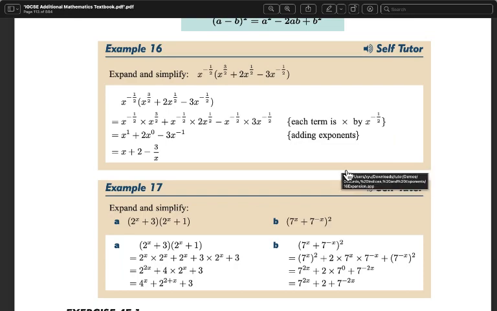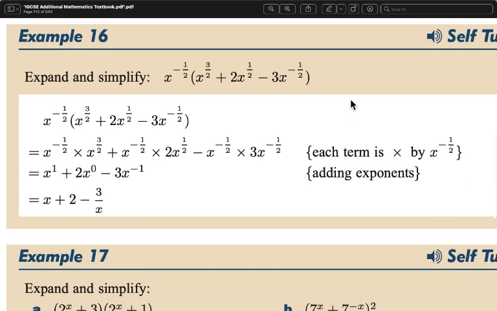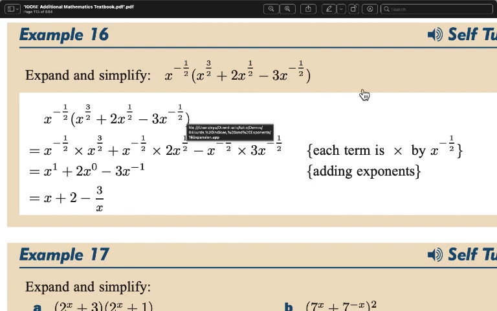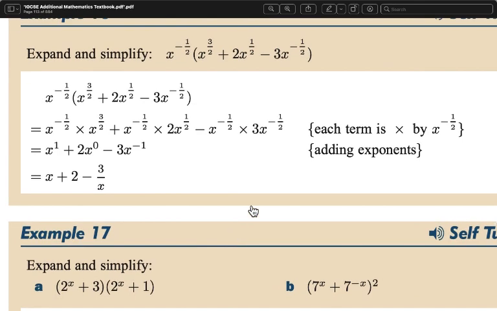Looking at some sample questions. So in this one, for example, x to the power of negative 1 over 2 times x to the power of 3 over 2 plus 2x to the power of 1 over 2 minus 3x to the power of negative 1 over 2. Each of the terms will be multiplied one by one, and as a to the m times a to the n equals a to the power of m plus n, the powers will be added together. The powers will undergo addition.